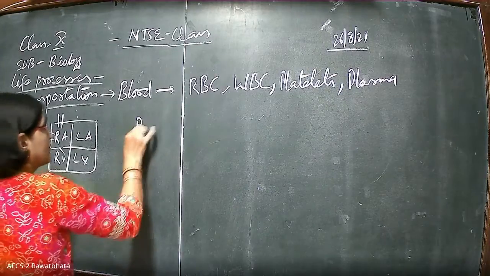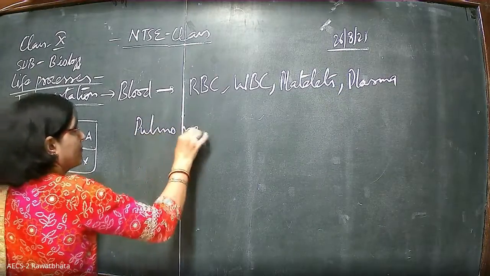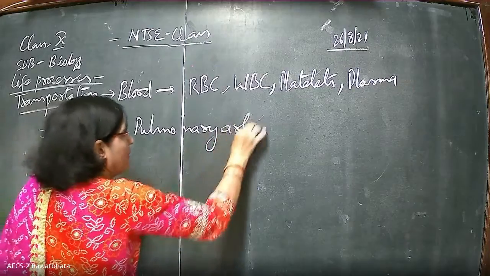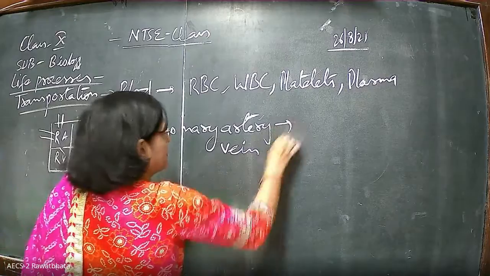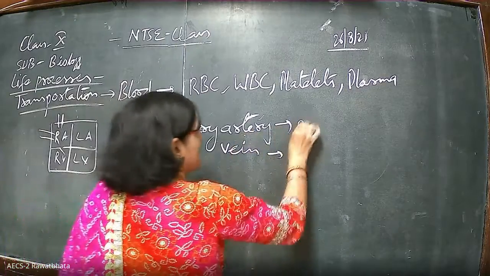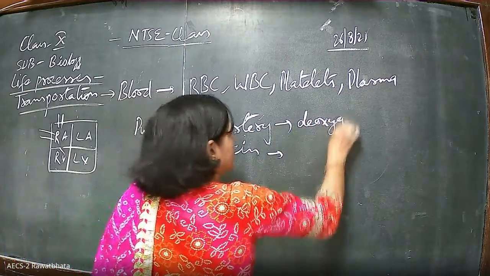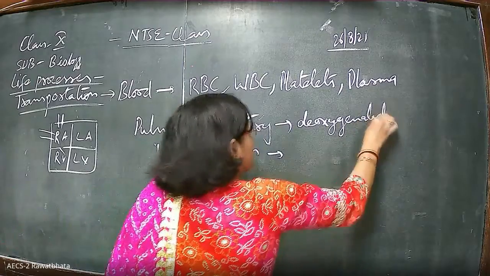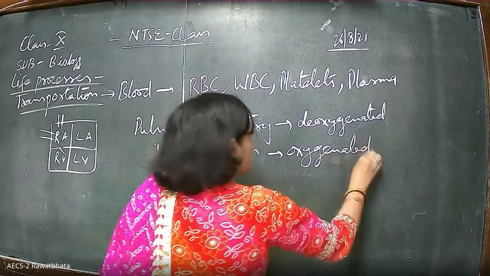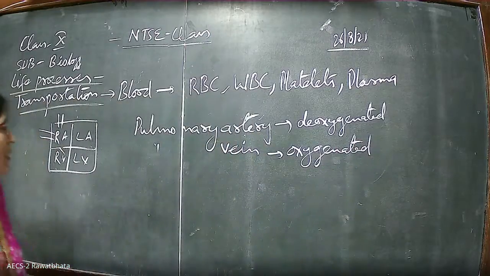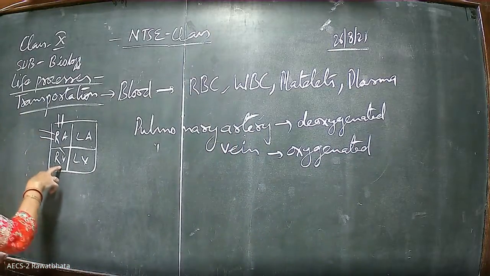So here, the pulmonary artery and pulmonary vein. This artery carries deoxygenated blood and this vein carries oxygenated blood. That's an exception. Okay. Now in this case, the right ventricle sends it to the lungs.